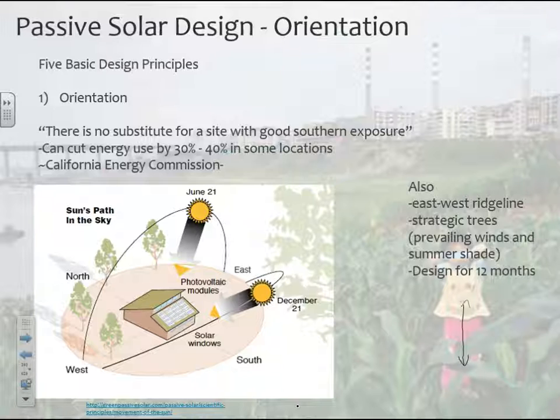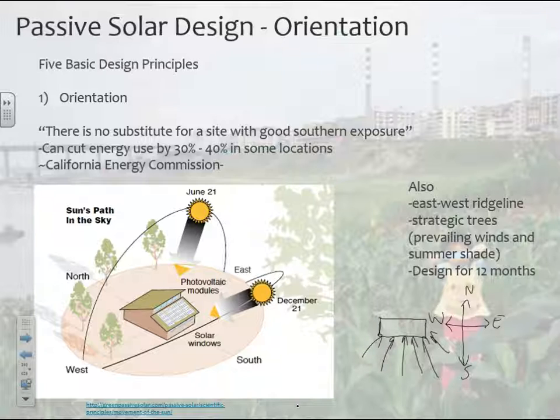So you have south, north, east, and west. Okay, so you want your building, as much as possible, if this is your building, the long way should be facing south. So the sunlight in the morning is coming in from the southeast. In the afternoon, it's coming from the south.